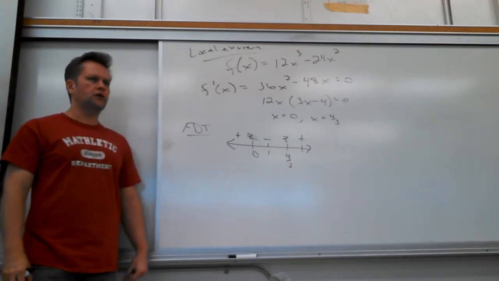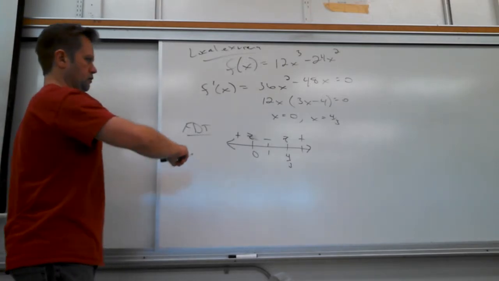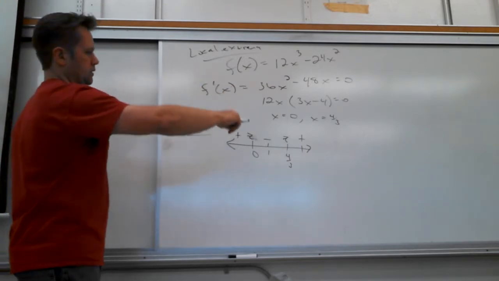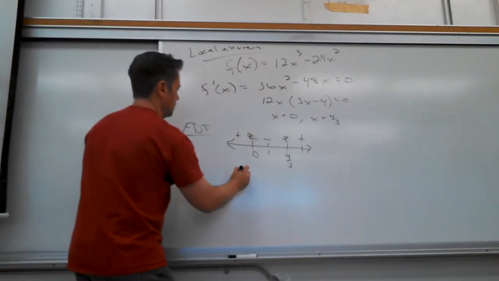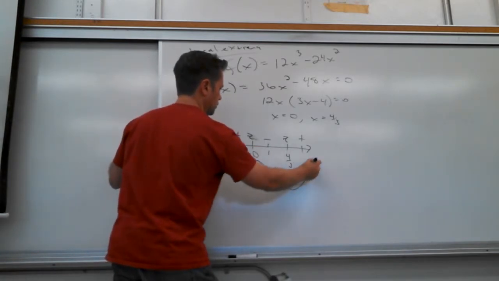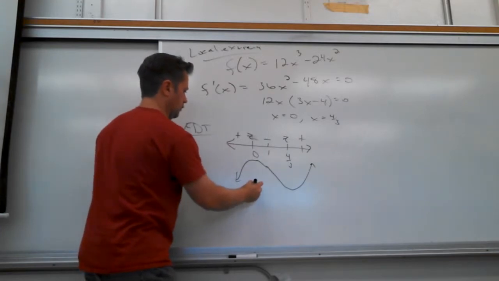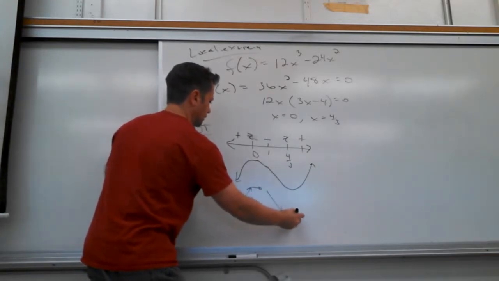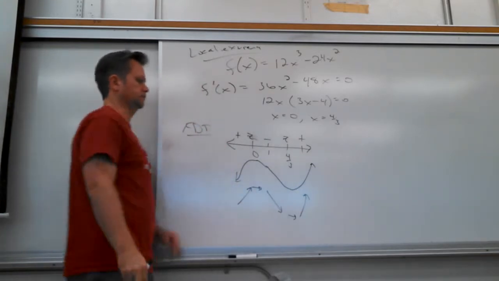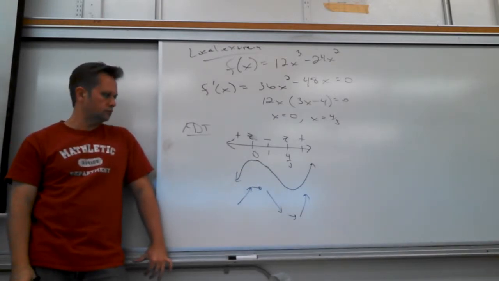So what does the function look like? Like this. It goes up, it's flat, comes down, it's flat, goes up. Or if you don't like doing something like that, you just say up, flat, down, flat, up. And then concavity would be the same test, just with second derivatives.